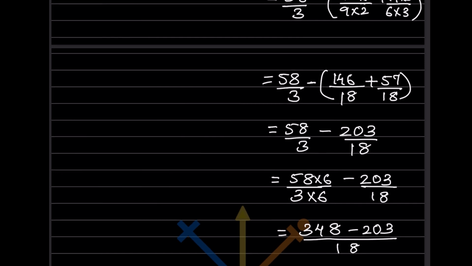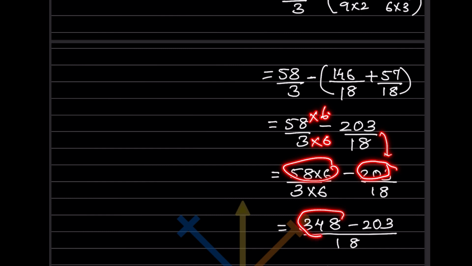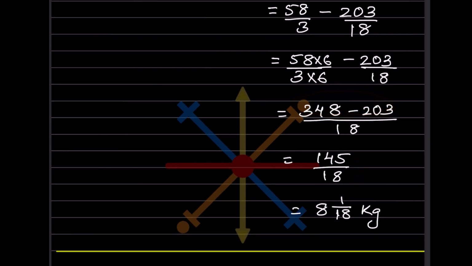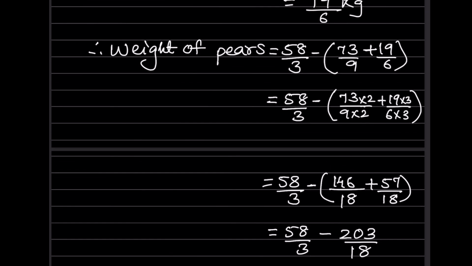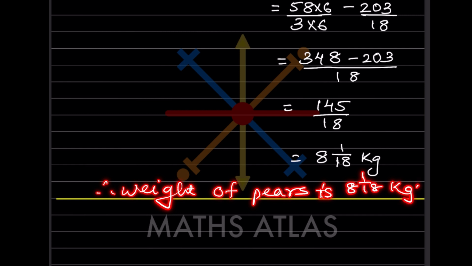Now again you can see the denominators are different, means you are going to take again the LCM here. So 18 is the LCM. When you multiply by this one, this will be the same. So you get 348 minus 203 by 18. So this is going to be 145 by 18. And when you divide this 145 by 18, that is going to be 8 integers 1 by 18 kilogram. So this is the answer. If we actually have to write, therefore the weight of pears is 8 integers 1 by 18 kilograms. So you can add this sentence.